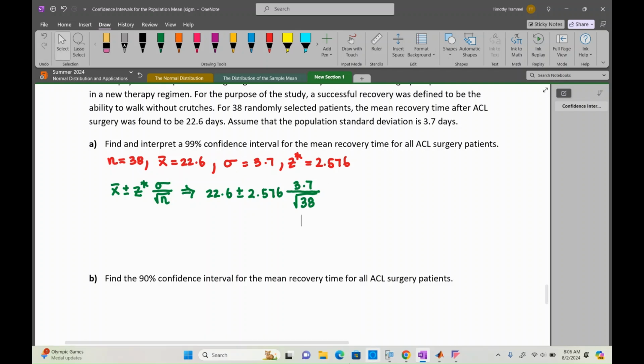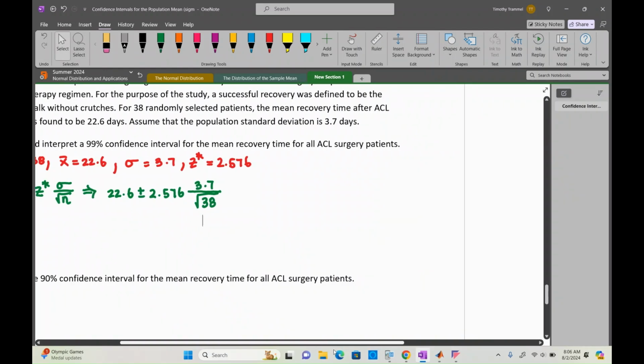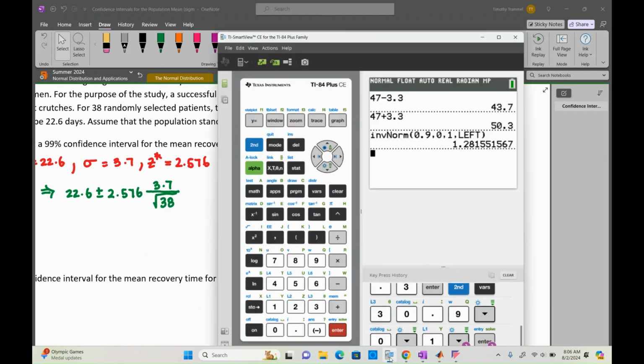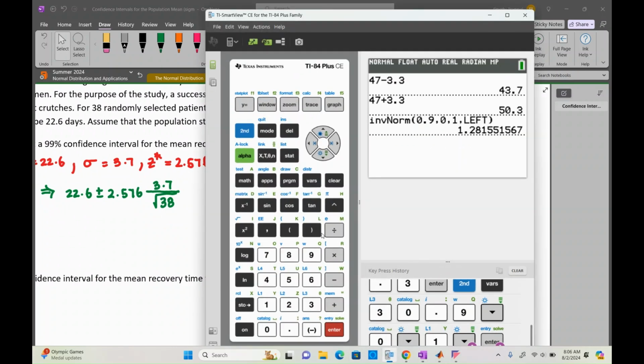Right. And there is a nice shortcut that we can use on the calculator here for finding the upper bound, say, after we find the lower bound. So let's type in the lower bound first. So that'll be the one with the subtraction.